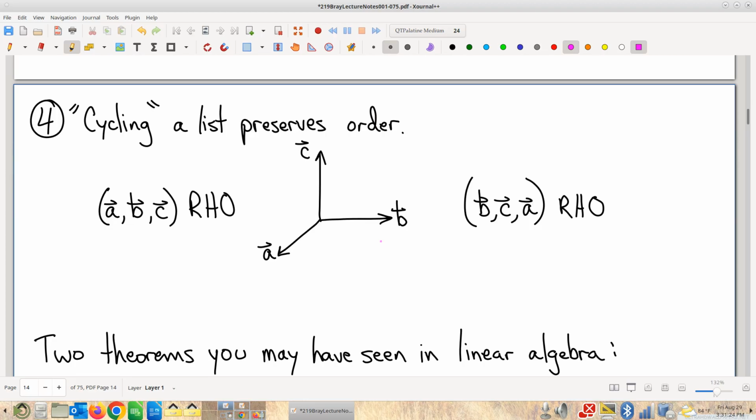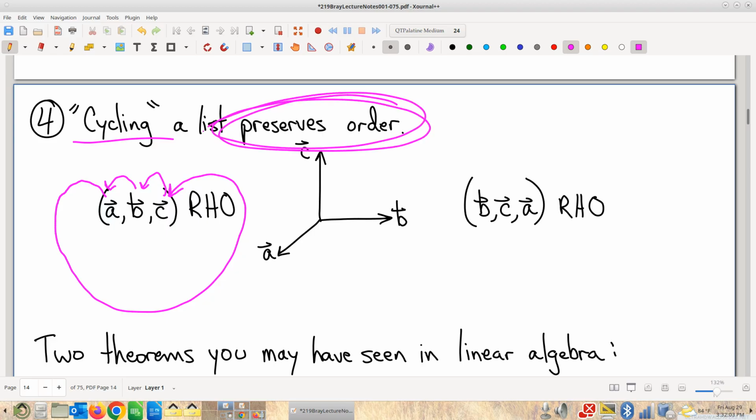This is a little bit of a cheat because technically this follows from property number 2. But I do think it's nice to list it as a property because this is going to come up a few times. So, cycling a list. What we mean by cycling is that each vector kind of moves over by one position. This one fell off, and so we put it back around on the other side. So if you cycle as indicated there, you get BCA. This is a cycling of that original list. And cycling always preserves order.